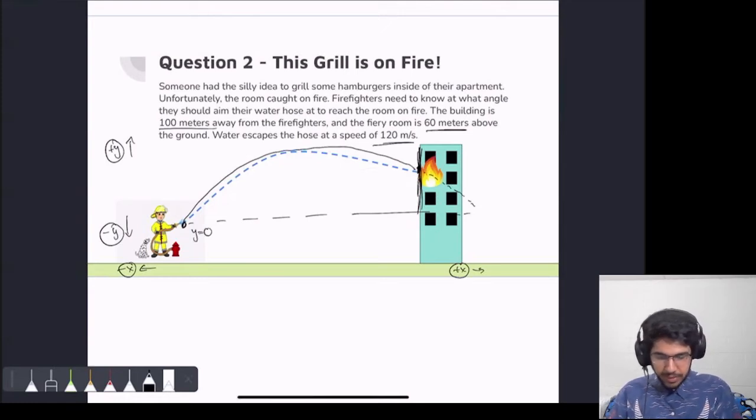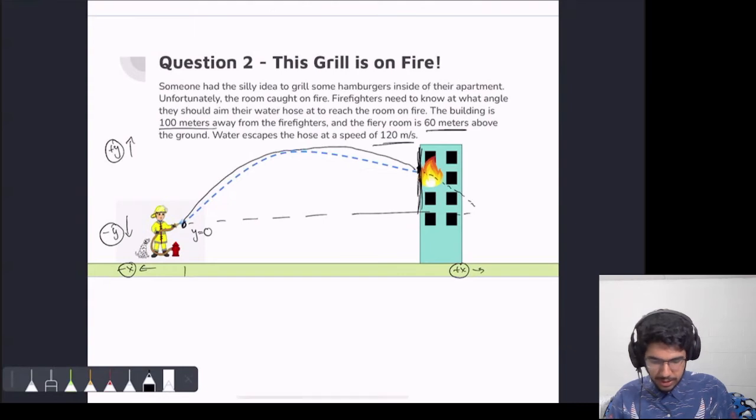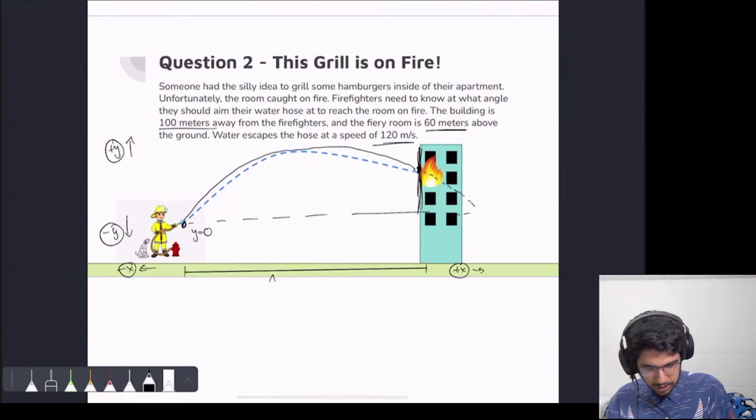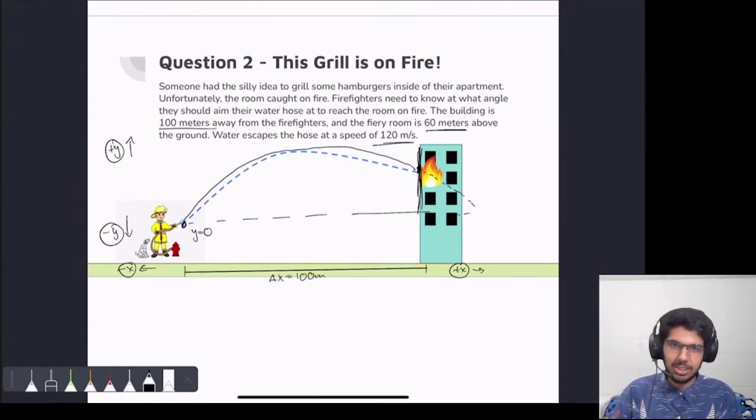So what are we given? The building is 100 meters away. So this delta x distance is 100 meters, right? It's delta x because it's displacement in the x direction. Additionally, the fire room is 60 meters above the ground.